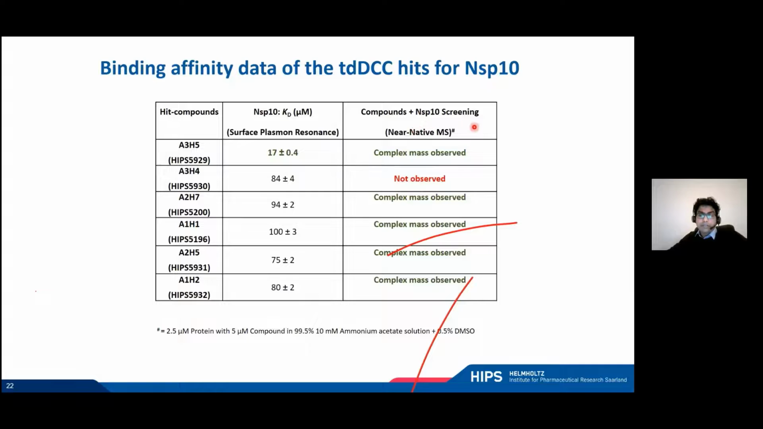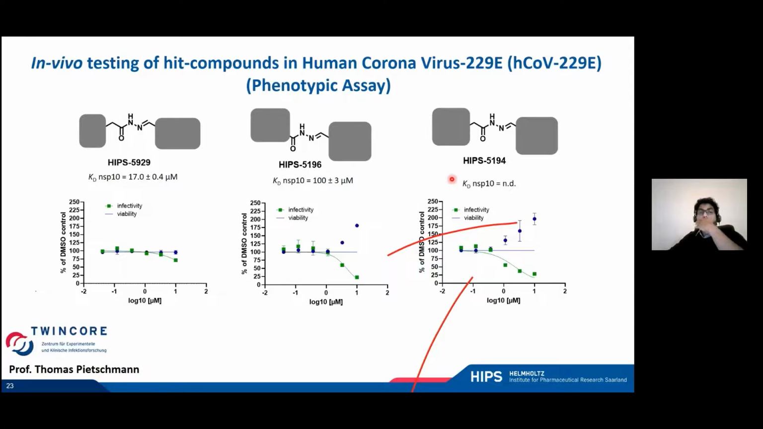Then we also check if they are binding by MS, so we form the complex of Nsp10 and this product, and check by the MS if we observe the mass of this complex. And we found most of them were binding to the Nsp10. Then what happened to the final coronavirus?